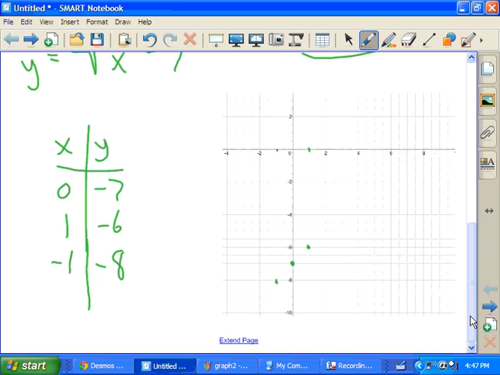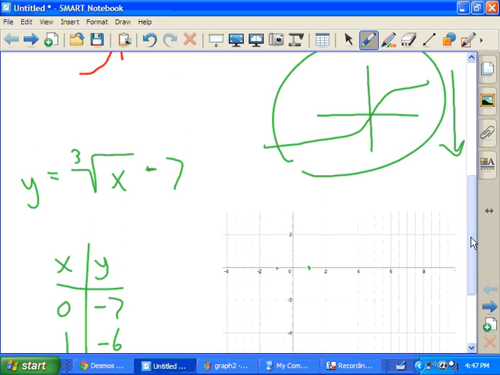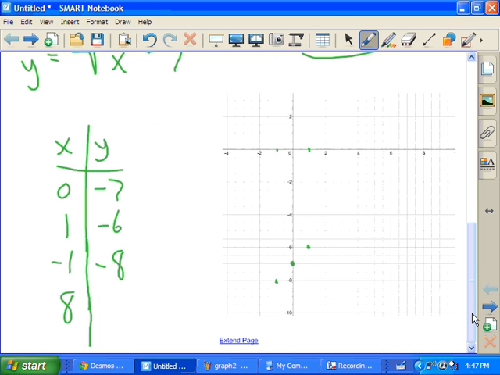So let's keep going with perfect cubes. What's the next perfect cube? 1 cubed was 1, 2 cubed is 8, so let's try x equals 8. Why? Because I know what that is. Cube root of 8 is 2, 2 minus 7 is minus 5. So at 8, it's going to be minus 5. There's 8, there's minus 5. There you go. Oh, look, it's going to do exactly what we said it was going to do. It's going to go out like this.